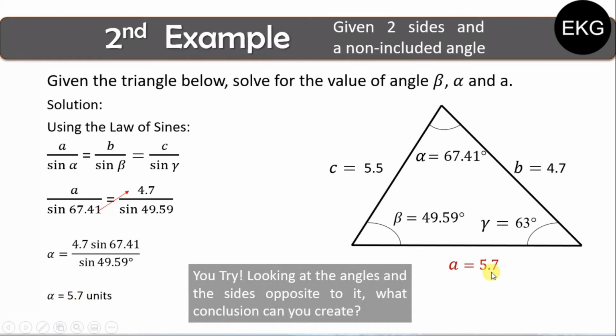Okay? Now, what I want you to look at here is, ano yung relationship between the angles and the sides. Okay? Titingnan mo yung side A, 5.7, yung katapat niya na angle is 67.41 degrees. Yung side B naman, 4.7, yung katapat niya na angle is 49.59. Side C, 5.5, yung katapat niya na angle is 63 degrees. What conclusion can you create between the sides and the opposite na angle niya? Pag mas mababa yung angle, ano yung napapansin niya sa side? Okay? Is it larger or smaller?